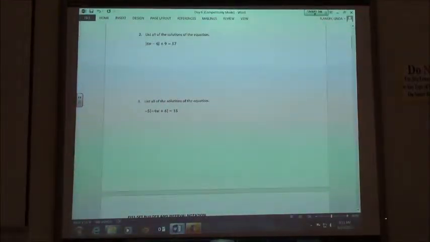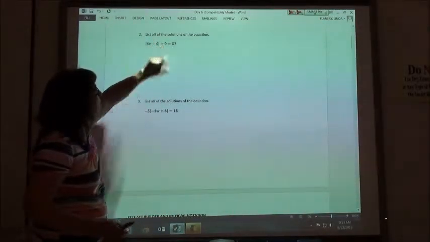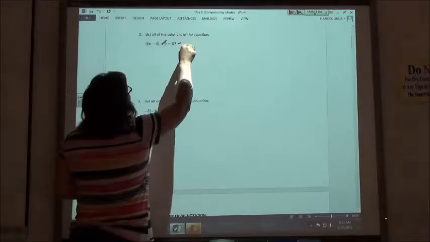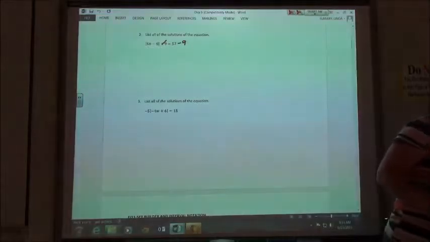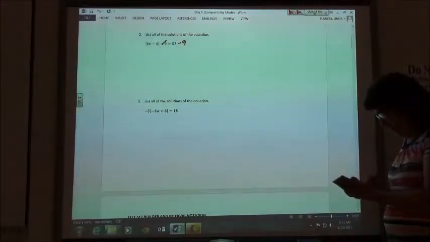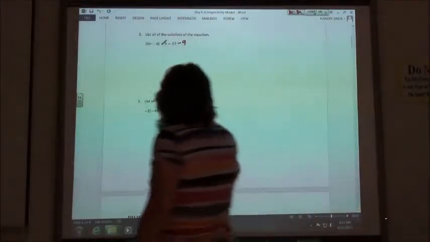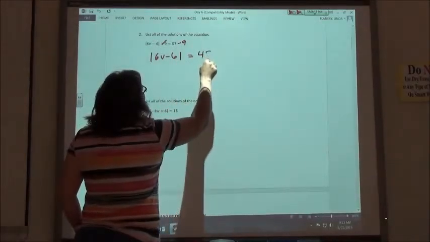So on the next one, before I can apply that rule for absolute value, I have to get the absolute value by itself. Since this section with the absolute value isn't by itself because it has the plus 9, I've got to move my 9 over to the other side first. So I have to go ahead and subtract my 9. And so when I simplify that, 57 minus 9, I get 48. So, absolute value of 6v minus 6 is going to equal 48.